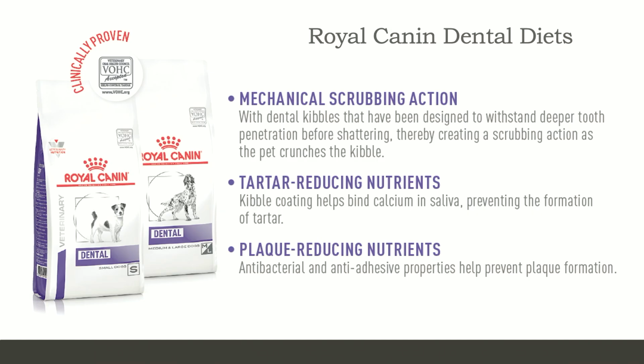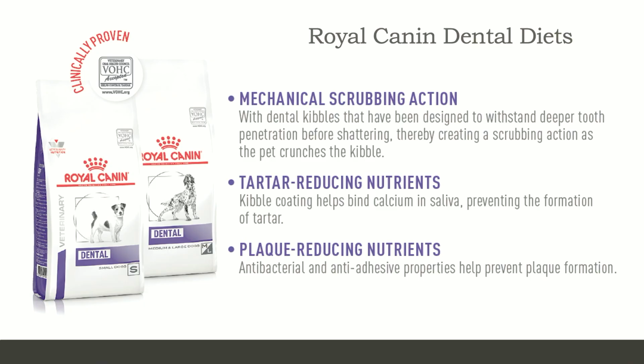There are diets out there which you can use as well. So as you can see, this is a diet by Royal Canin, and this has got that VOHC seal of approval on there. And as you know, bacteria naturally settles on the teeth after meals, which can cause a buildup of plaque and tartar and could eventually lead to gum disease.